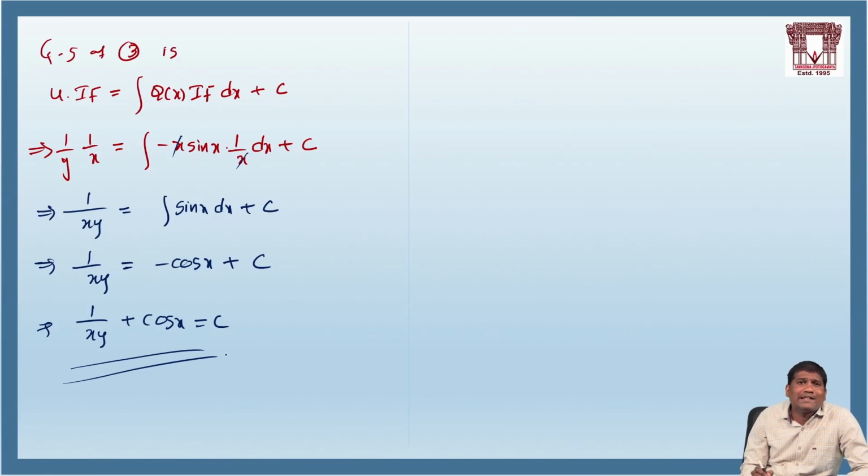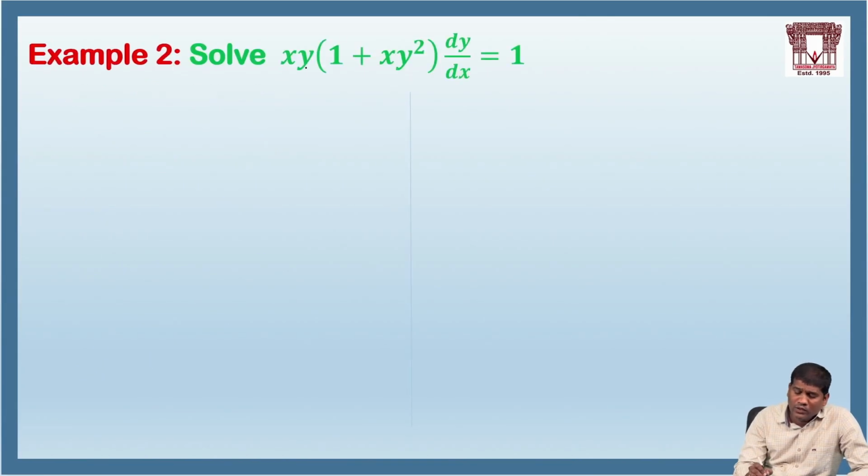Let's go to the next example. Solve xy into 1 plus xy square into dy by dx is equal to 1.